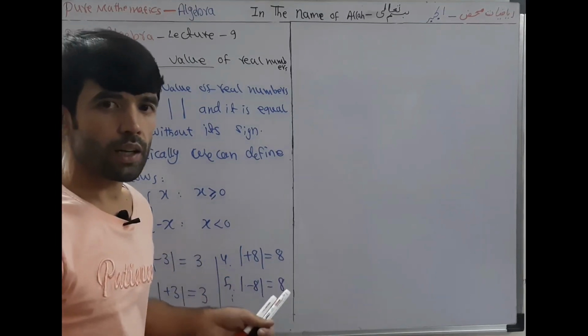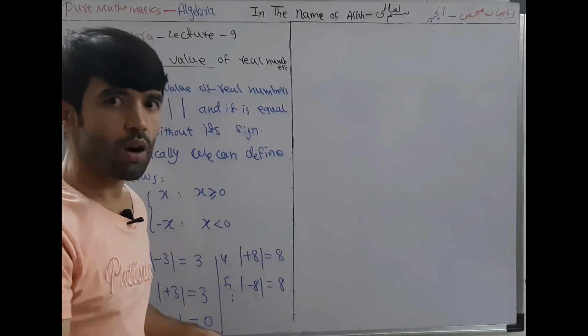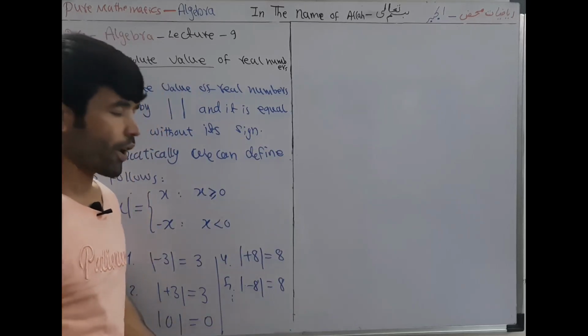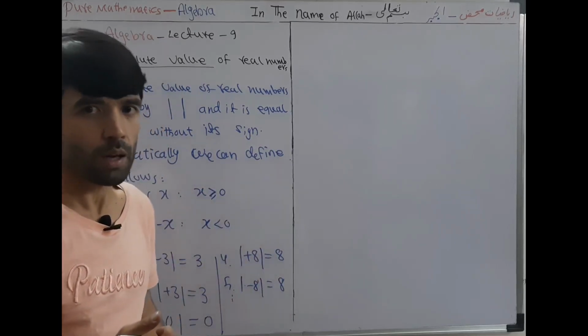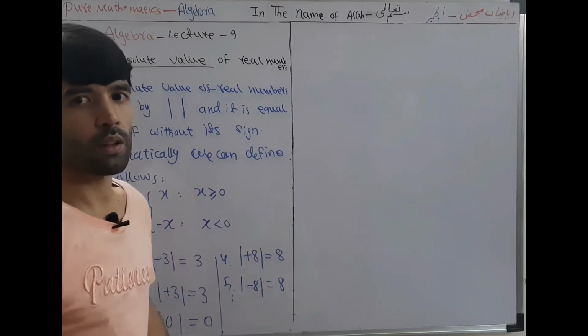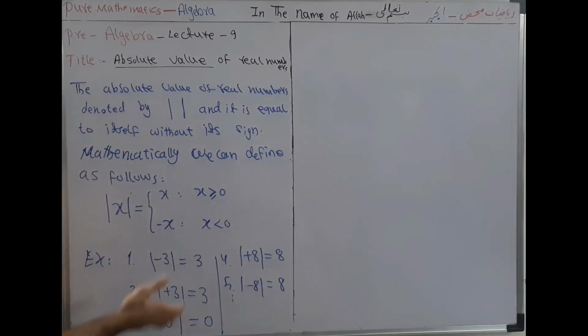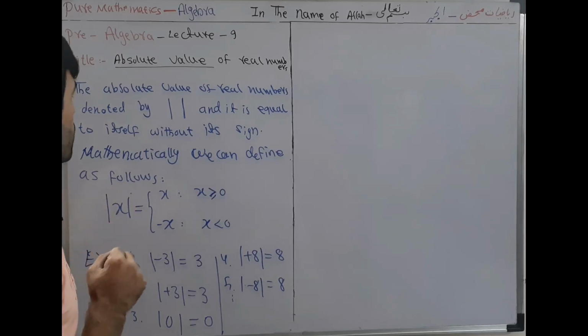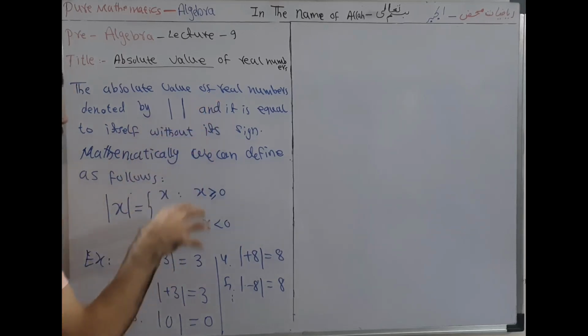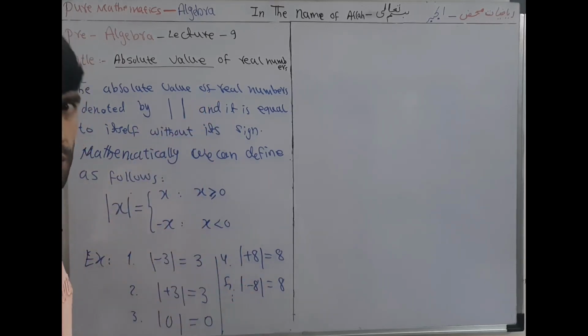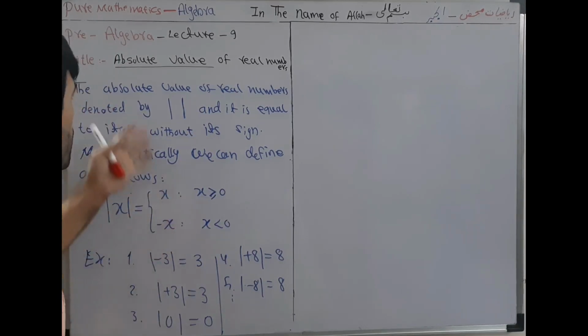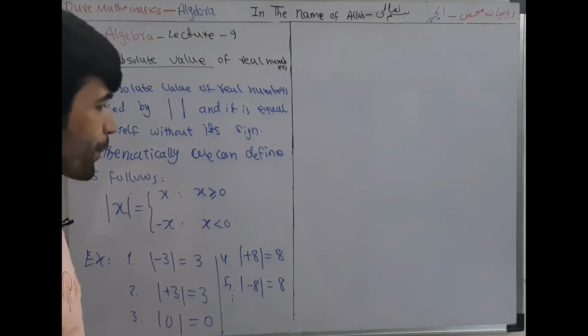Absolute value of a real number is equal to itself without its sign. If we remove the sign of numbers, we get the absolute value of that number. It is the simple definition of absolute value of a real number. From absolute value of real number, we can add or subtract real numbers. Because of that, I explained absolute value of real number here.